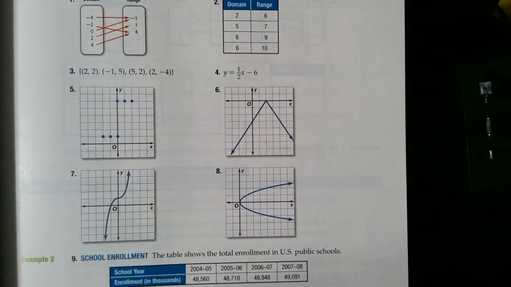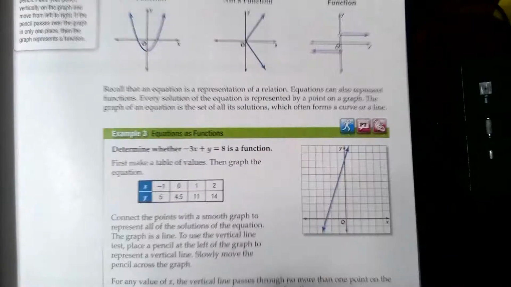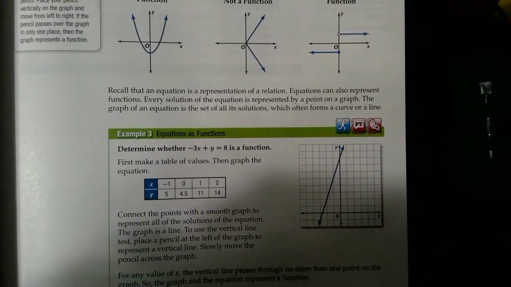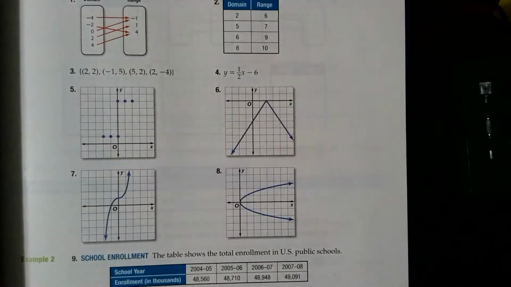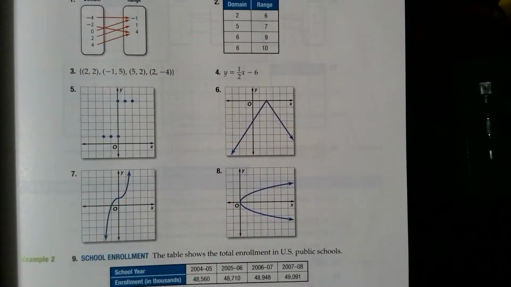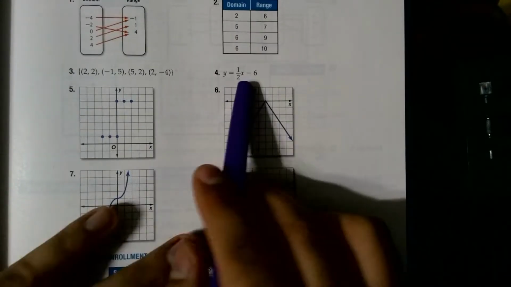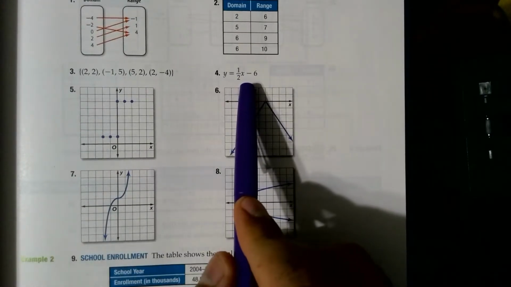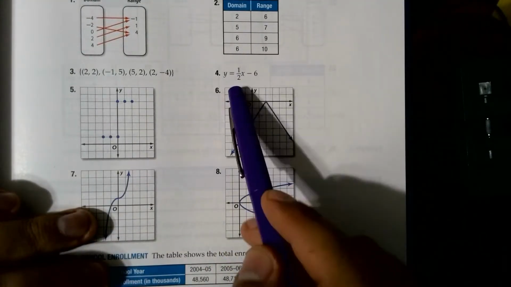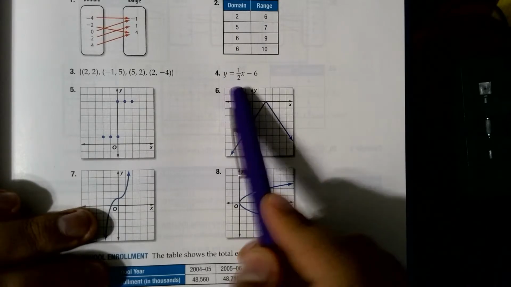How do they want us to know if it's a function? I guess you just have to graph it. That's all you can do. So it looks like our slope is going to be 1/2, which means, remember, the number on top tells us we go up 1 and right 2, and the intercept is going to be -6.